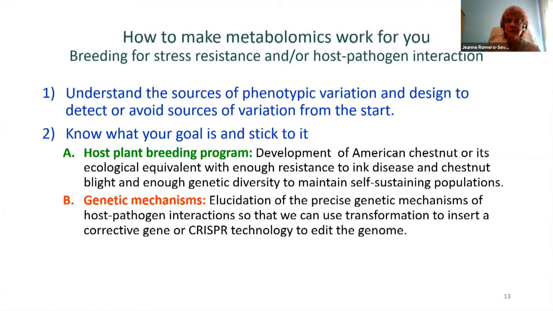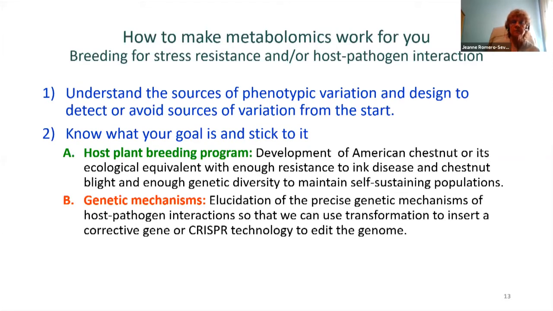Understand the sources of phenotypic variation and design your experimental approach to detect the sources of variation or to avoid it. Two, know what your goal is and stick to it. So here are two goals that TACF is interested in. The host breeding program. Now, this is just my interpretation of what the goals are, so whatever Lisa says trumps me.